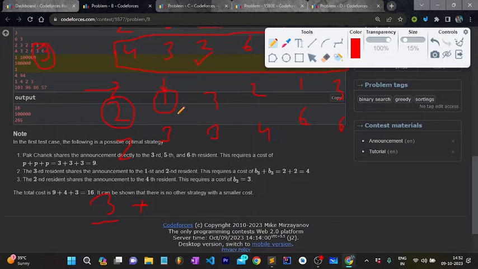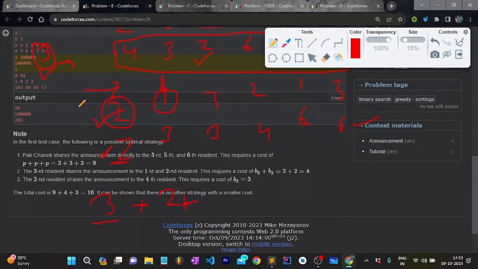Now we will move to the second person. We want to share the announcement to this person. How many choices do we have? We can either take the announcement from the Park directly, or we can take the announcement from this person, because this person already knows the announcement. And now it is very clear why we are sorting on the basis of the second value, because the cost should be minimized to the persons who are already knowing the announcement. So taking announcement from Park will cost us 3, and taking announcement from this person will cost us 2. So we will take announcement from the first person. So this will cost us 2 in order to share the announcement to the second person.